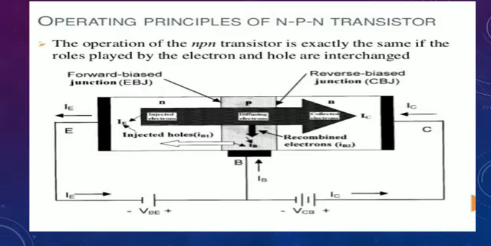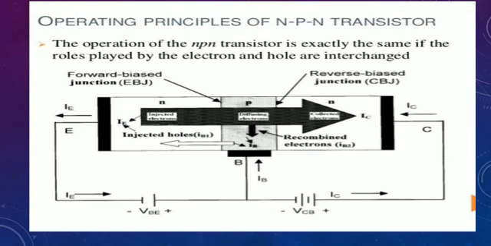Now I'm recalling the working principle of a transistor. This is an NPN transistor: this is N type, this is P type, and this is N type. So this is common base mode. Here the base is common, that's why this is common base mode. There is an emitter base junction, which is forward biased, and the base collector junction is a reverse biased junction.